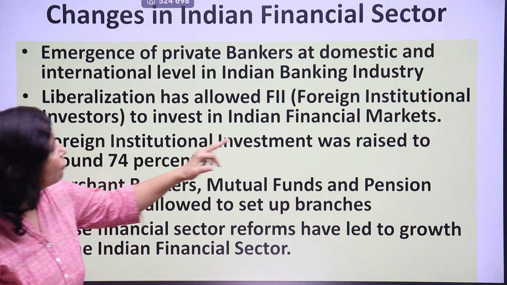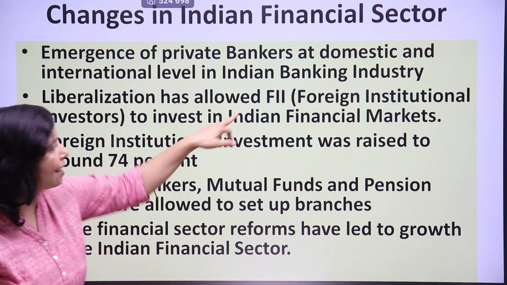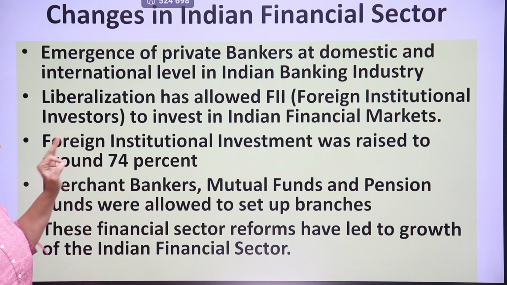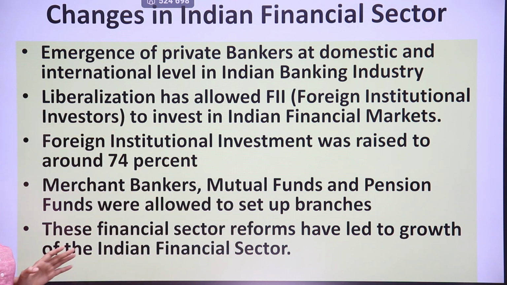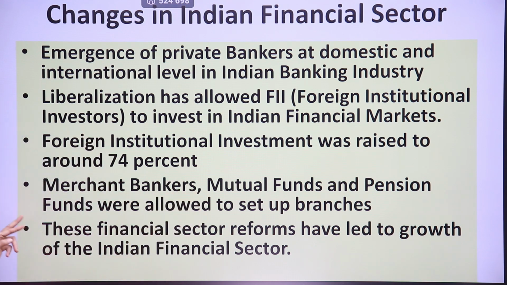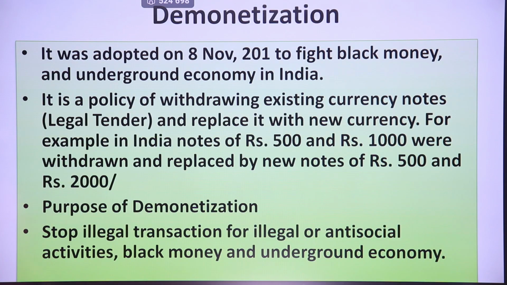Foreign institutional investment was raised to around 74%. Previously, FII was not allowed in India, but now after 1991, its limit was raised to 74%. Then merchant bankers, mutual funds and pension funds were allowed to set up branches. Foreign companies and international merchant bankers, that means those from all the other nations, were allowed to open branches over here. Now these financial sector reforms have led to the growth of the Indian financial sector. The Indian financial sector is growing very swiftly and contributing to the growth of India.